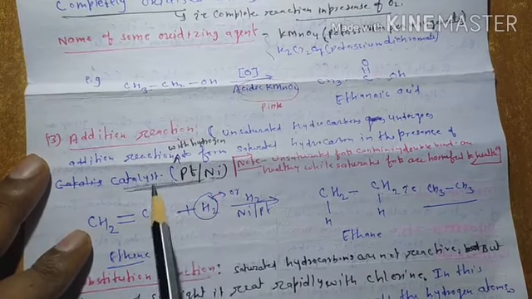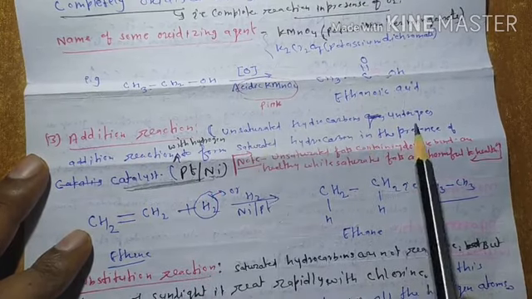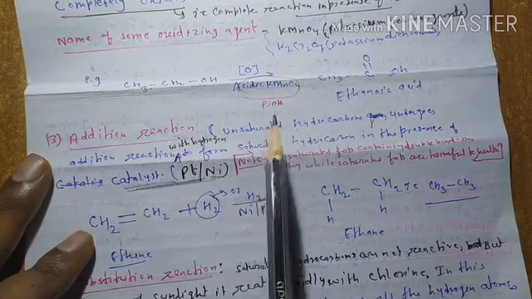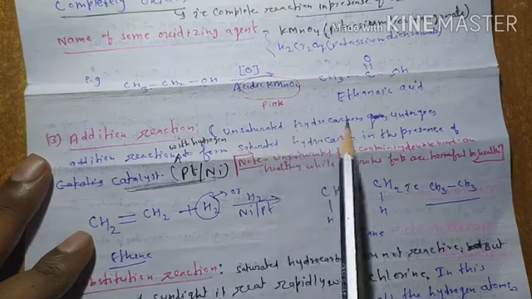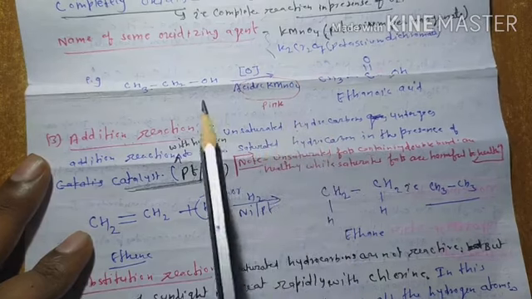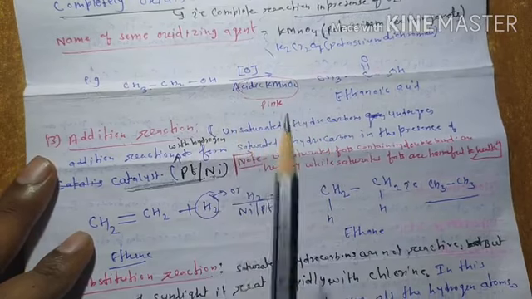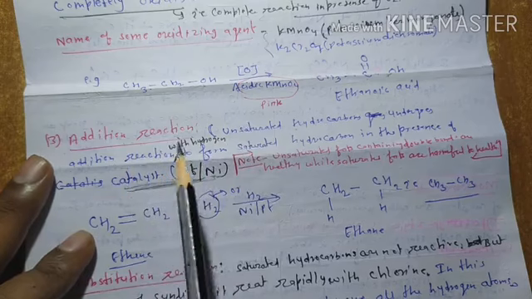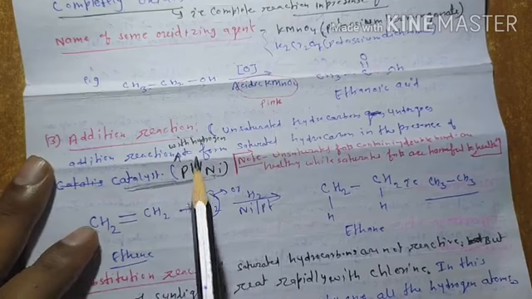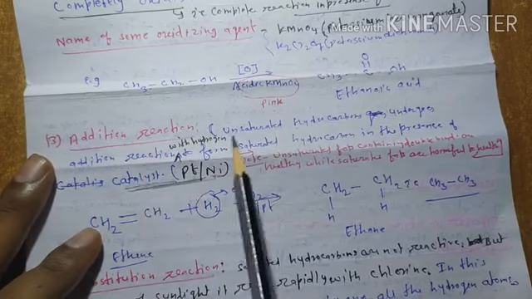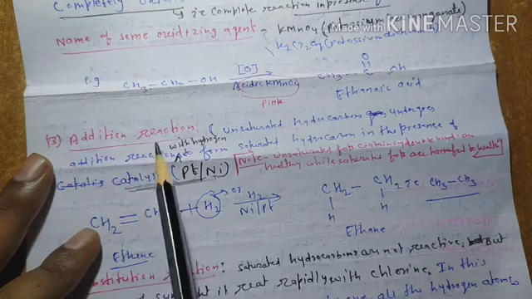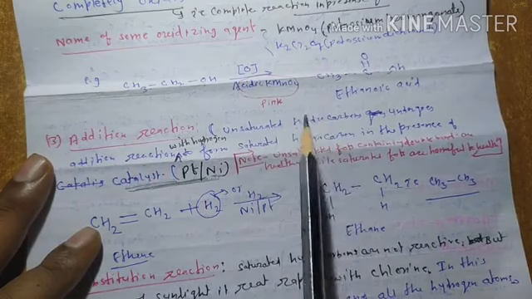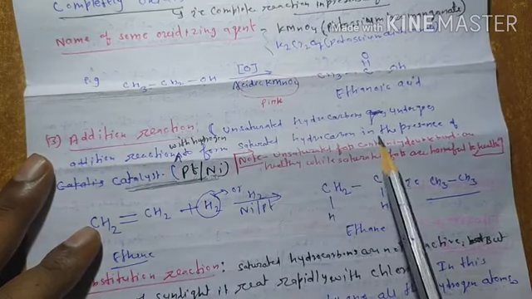Understood? I repeat, unsaturated hydrocarbons undergo addition reaction, so saturated hydrocarbon does not. If I say saturated hydrocarbon, it means there is a single bond between carbon atoms. But if I say unsaturated hydrocarbon, it means there is a multiple bond, maybe a double bond or maybe a triple bond. So addition reaction takes place for unsaturated hydrocarbon in the presence of a catalyst like platinum and nickel to form saturated hydrocarbon.